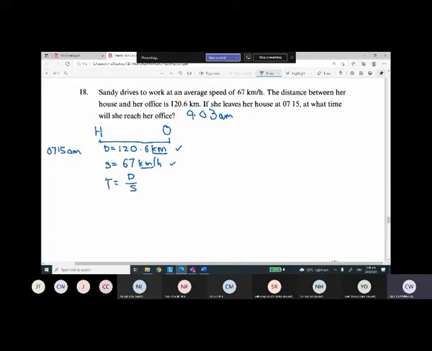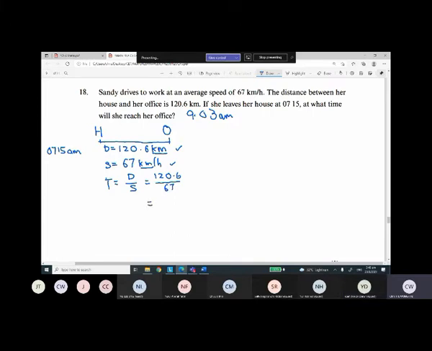D over S is equal to, I'll continue from here, what is D? Darwin, what is D? Can you tell me? What is the value for D? D over S, right? What's the value in the book? Distance. What's the value here? 120.6, right? Yes. 120.6. Can you tell me what is the speed? 67 kilometers per hour.